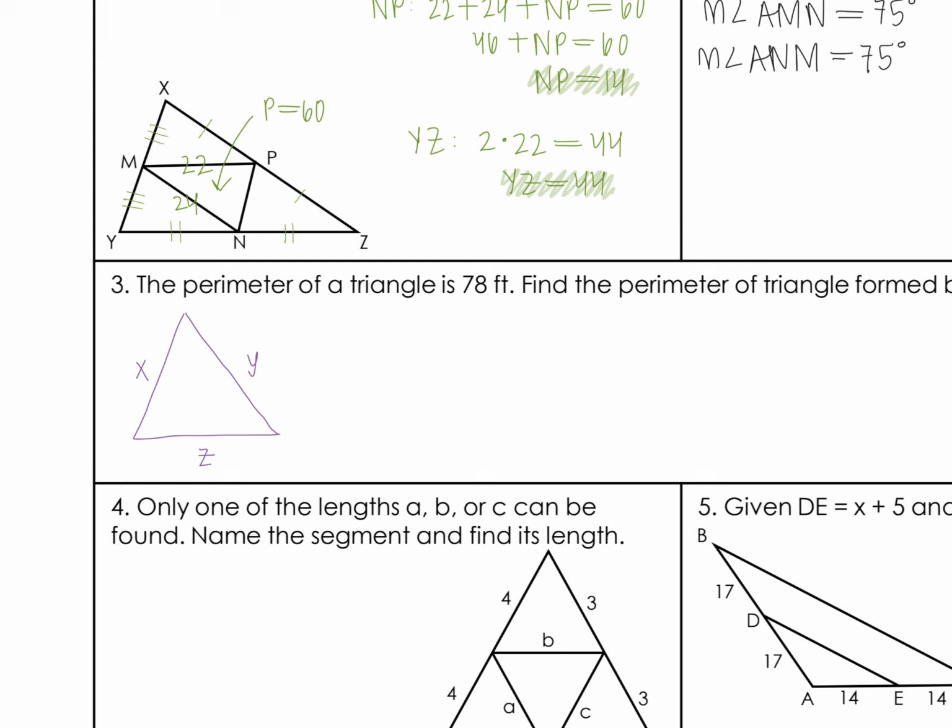Okay, and so I know here that X plus Y plus Z, all the sides of the triangle, should add up to that perimeter, that 78 feet. And we are trying to figure out what the perimeter of the triangle will be when it's formed from the midpoints of those. So here, if we draw that, okay, we know that these are all congruent on either side.